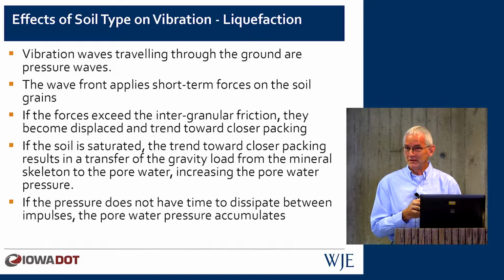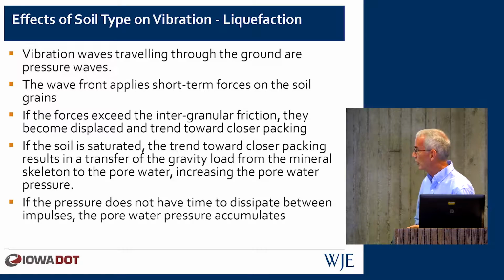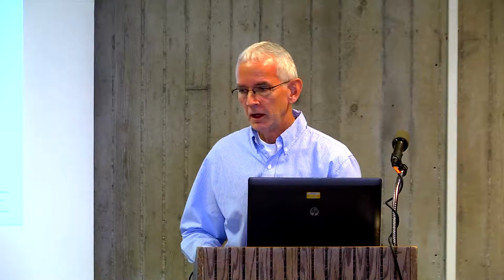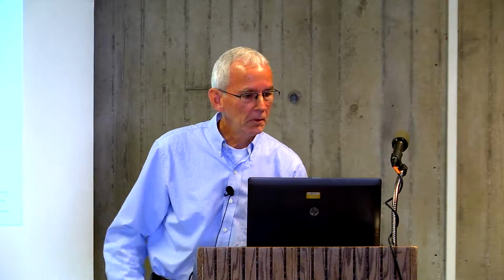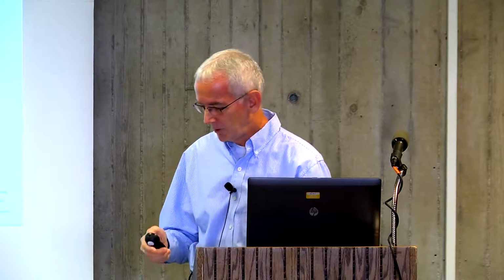And if you don't give it time to dissipate, then the next pulse comes along, drives it up even farther, and it doesn't have time to dissipate out, and you end up building up a pore water pressure. And that increasing pore water pressure reduces the effective stress in the soil because the effective stress is the dry unit weight effect of the total stress minus the buoyancy factor of the saturation of water. And as you're increasing the pore water pressure by adding energy into the system, you're decreasing the intergranular forces, and because now you have less friction between the grains that are keeping the grains from sliding, you end up decreasing your bearing capacity.